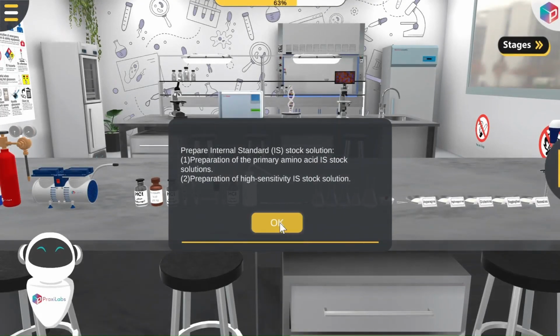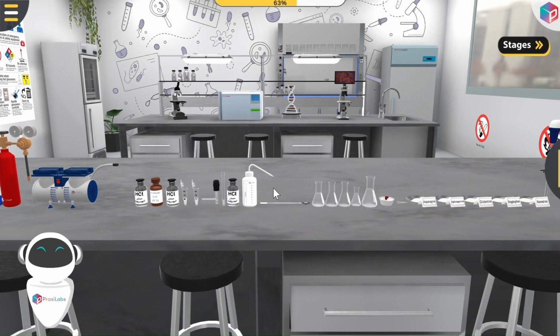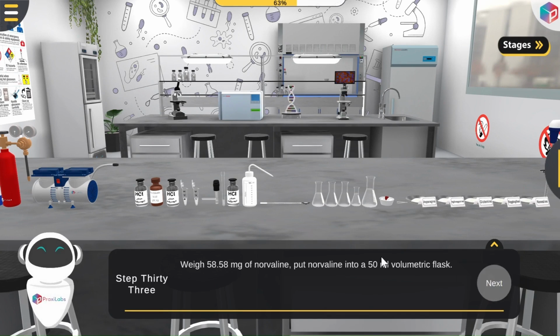Stage 3. Prepare internal standard stock solution. 1. Primary amino acid internal standard stock solutions. Step 33. Weigh 58.58 milligrams of norvaline and place it into a 50 milliliter volumetric flask.